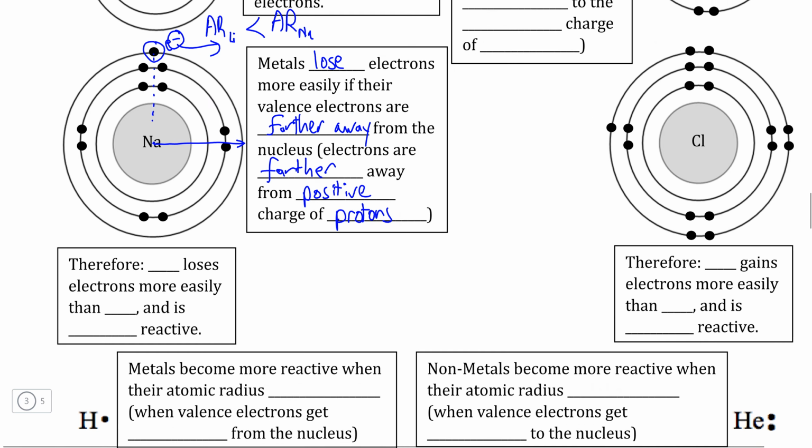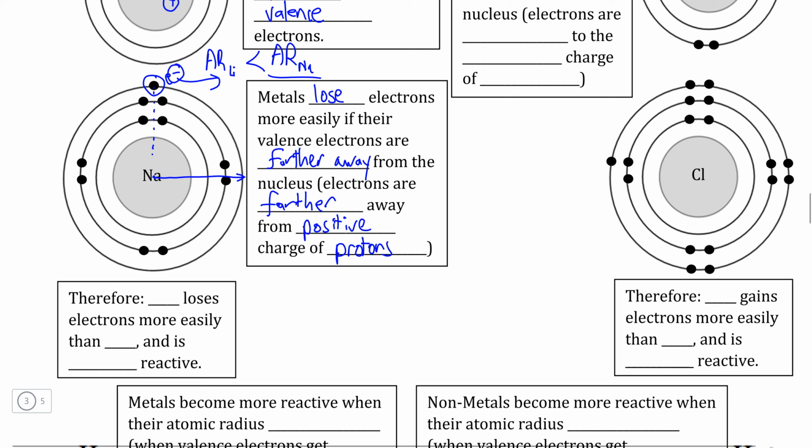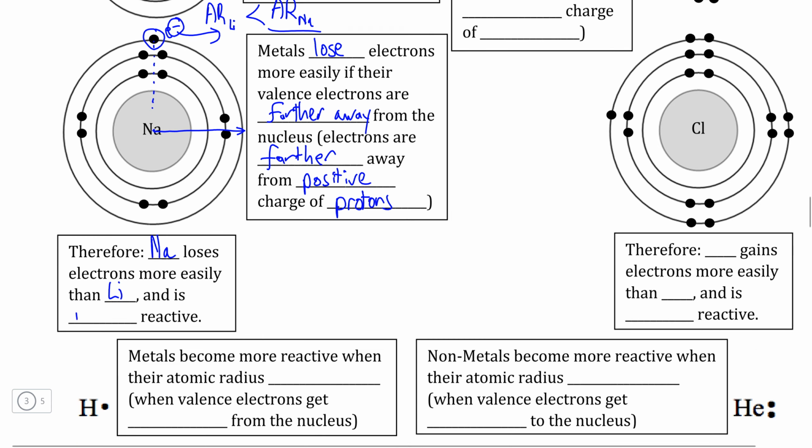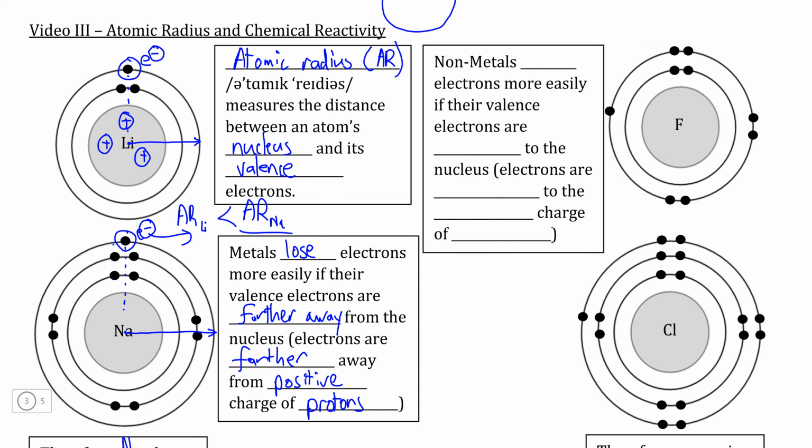So the conclusion that we can reach here is that because sodium has a larger atomic radius than lithium does, sodium is going to lose its electrons more easily than lithium and is therefore a more reactive metal, because metals always react with nonmetals by giving away their electrons to a nonmetal such as fluorine or chlorine.